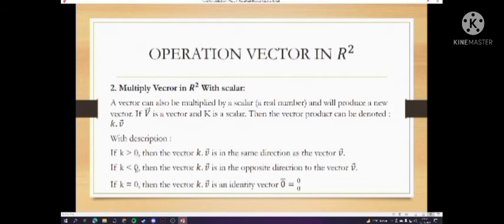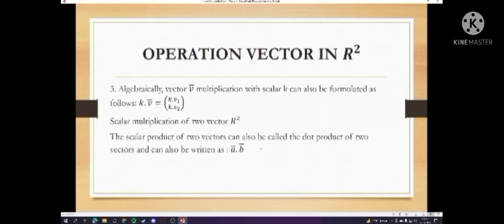If k less than 0, then the vector k multiplied by vector v is in the opposite direction to the vector v. If k equals 0, then the vector k multiplied by vector v is an identity vector 0 equals 0, 0. Three, algebraically, vector v multiplication with scalar k can also be formulated as follows. k multiplied by vector v equals in the bracket k multiplied by v1, k multiplied by v2.